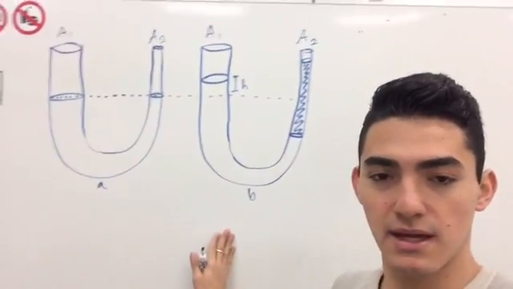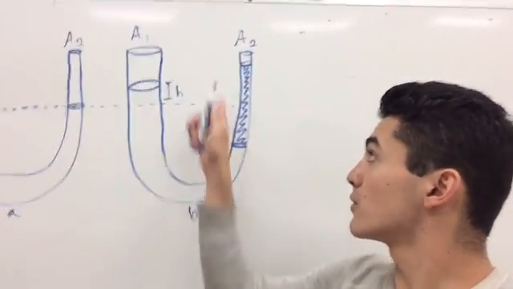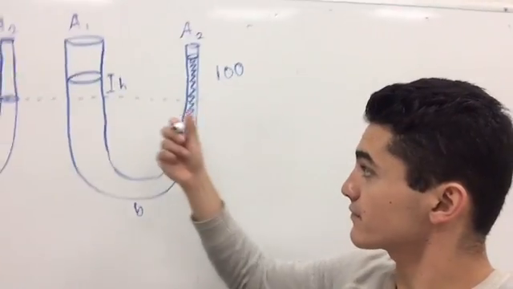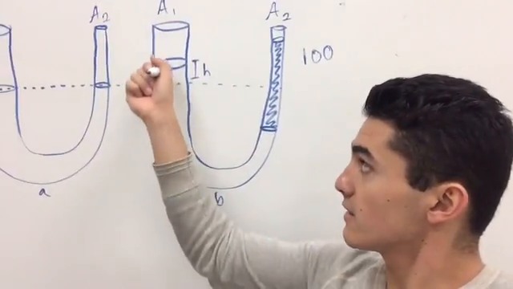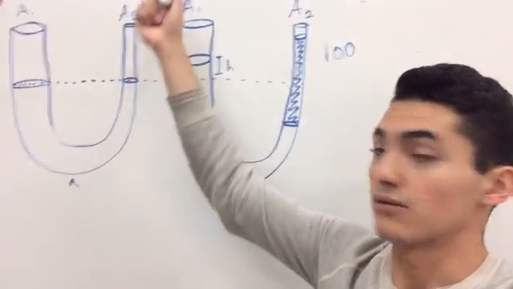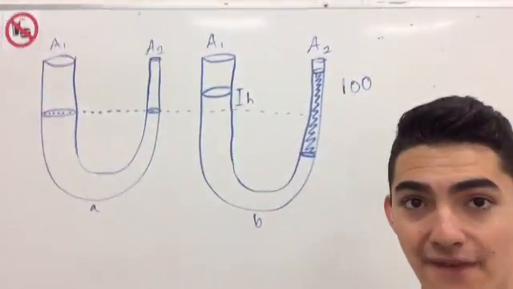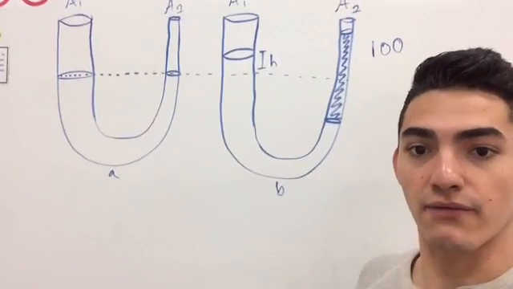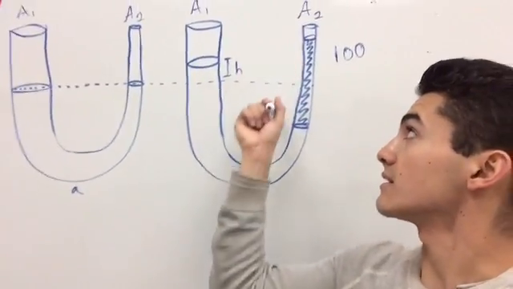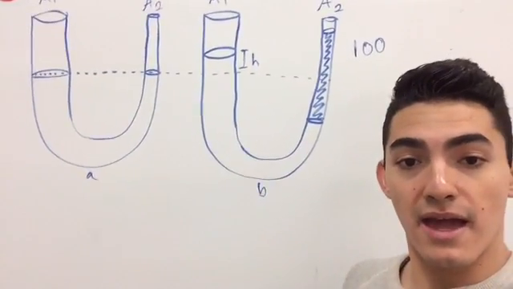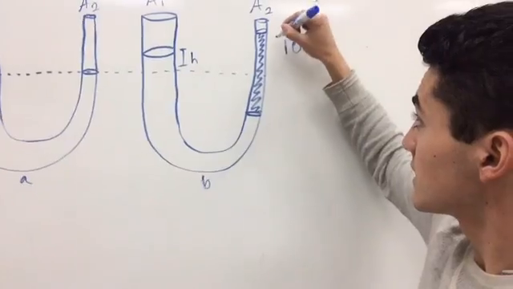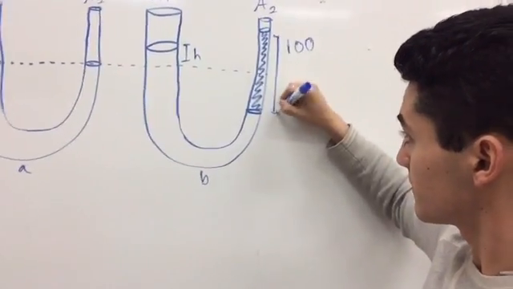This is figure B. So here we pour 100 grams of water. Here the height of the right arm rises, and we first have to determine the length of water column in the right arm of the U-tube. So we have to determine this height first, okay?